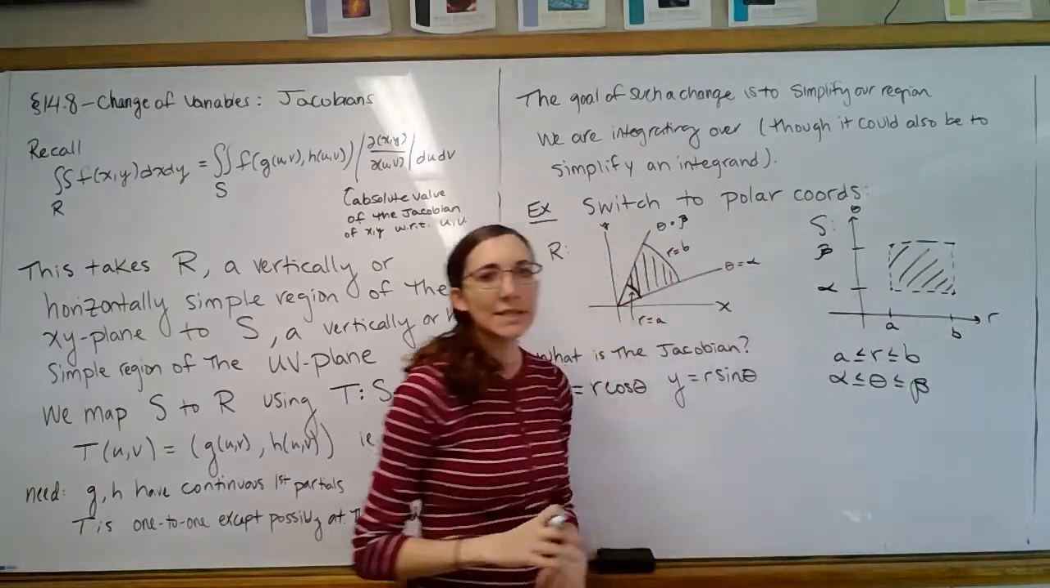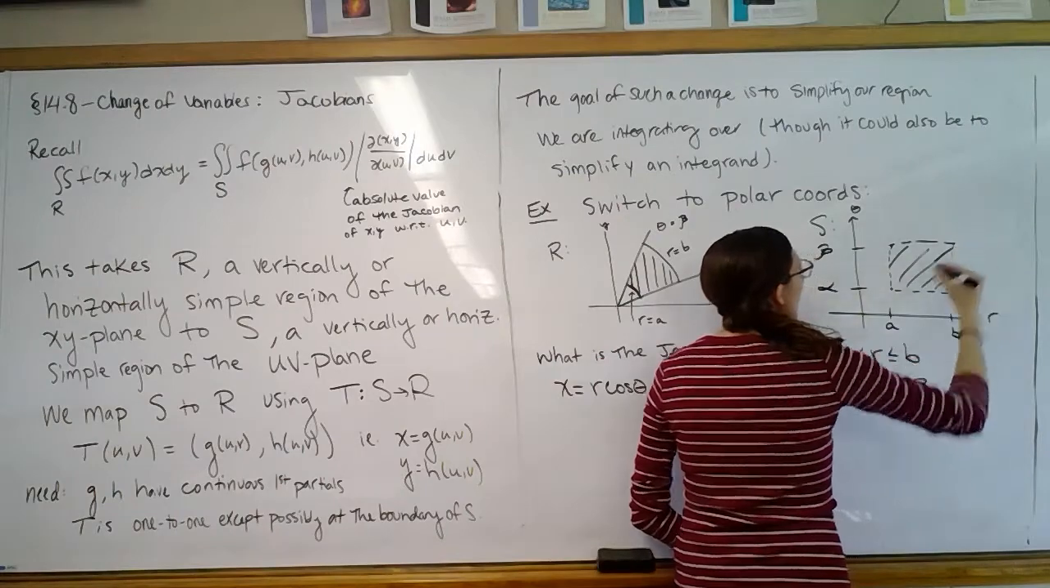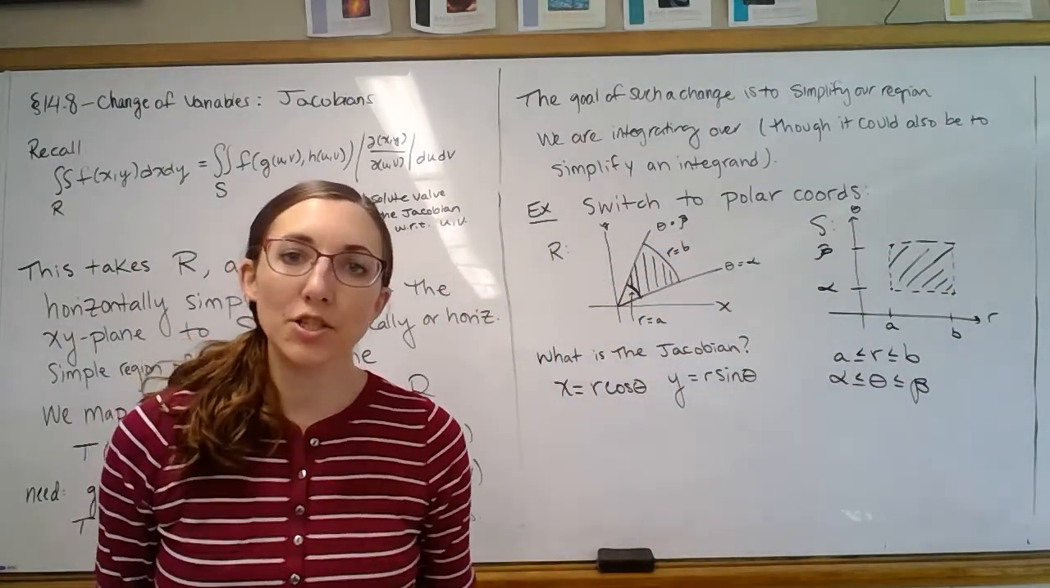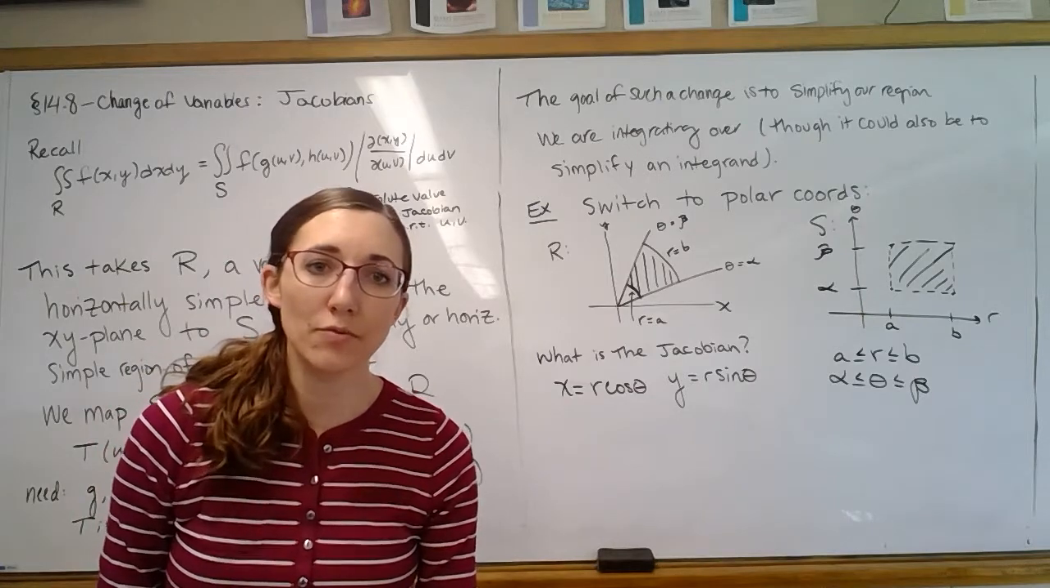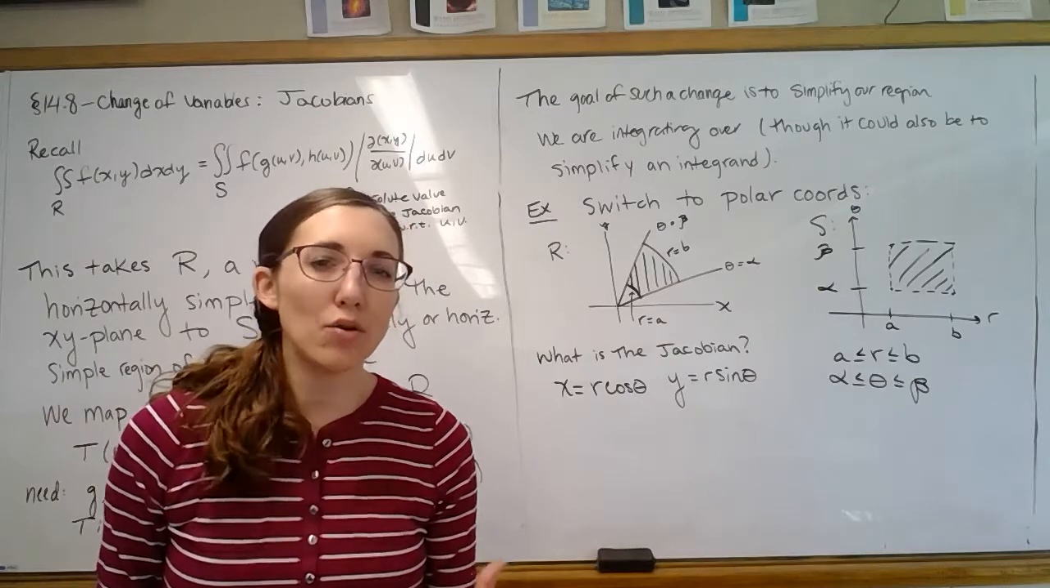So we end up with a very simple region. We're literally going from a constant to a constant, and then another constant to another constant. So we very much simplified our bounds for our region by doing this conversion. This is kind of the whole goal.